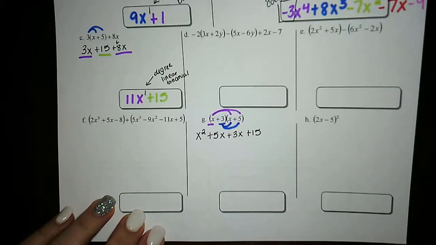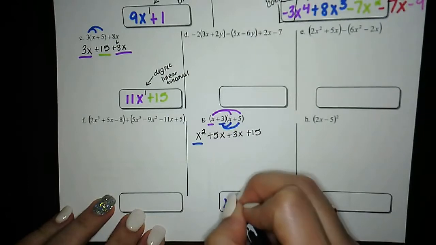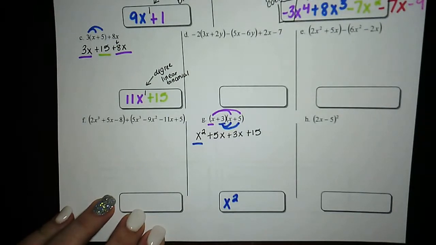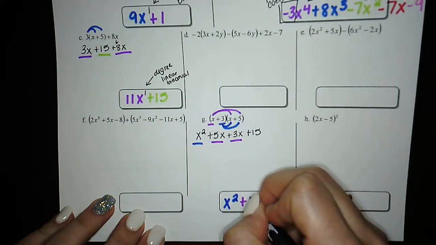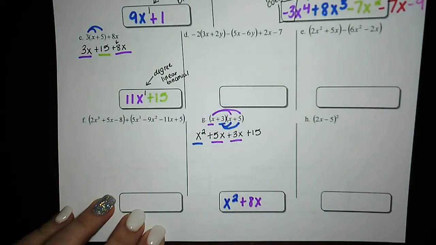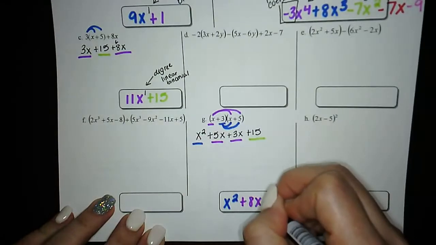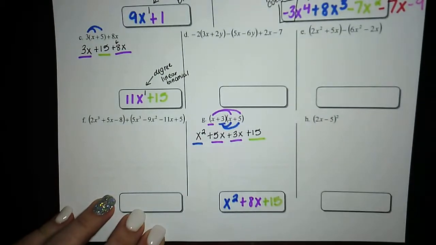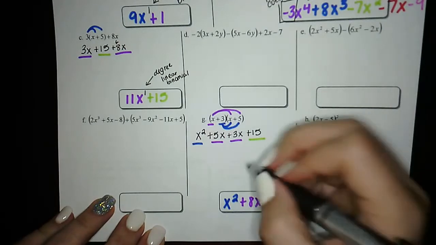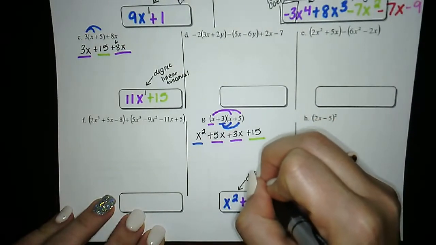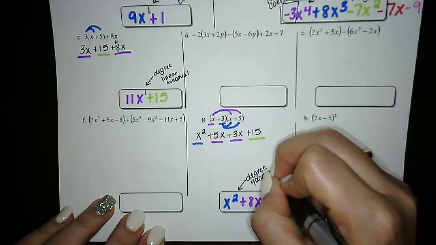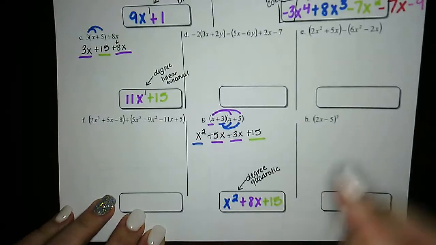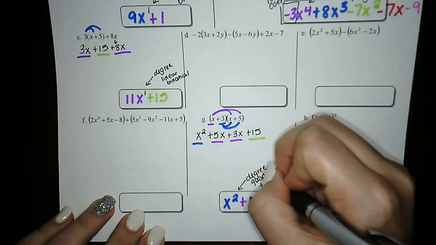Now we combine like terms. There's nothing else but this x squared. Now we look at 5x and 3x gives us 8x. And then we have the 15. This has a degree of 2. So this is a quadratic. And it has 3 terms, making it a trinomial.